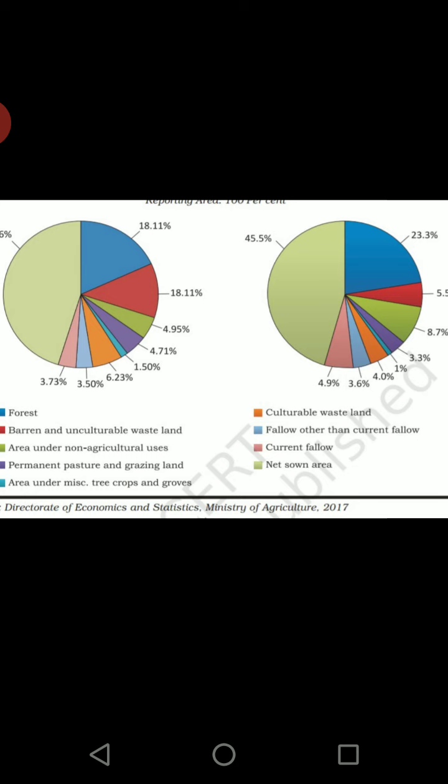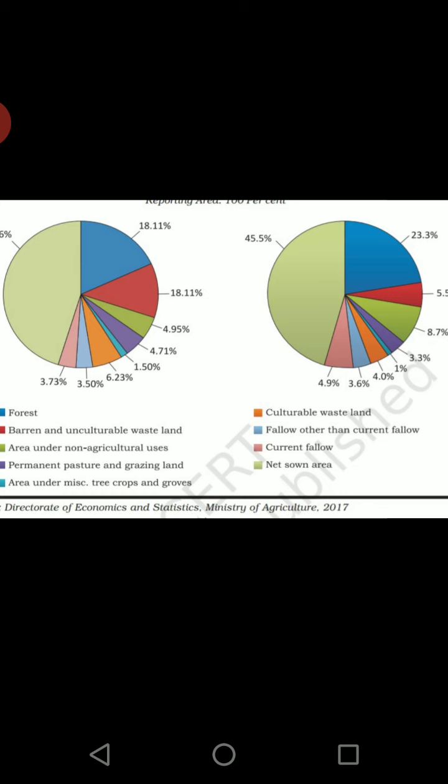Third one, area under non-agricultural usage. Earlier non-agricultural usage was 4.95, now it has increased to 8.7. Yes, as barren and wastelands have reduced, this will definitely increase because we have used those lands under non-agricultural usage, and that's why there is an increase over there.